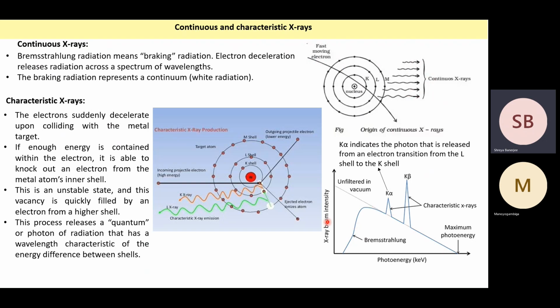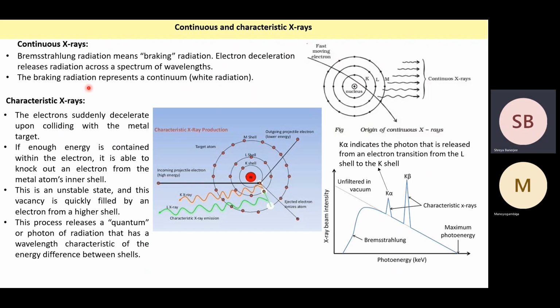So if you look at this energy or wavelength, you can call it, the Bremsstrahlung radiation is a range of energy. So it is not a particular wavelength, it is a range of wavelength that is released. And since so many different wavelengths are released, it is called white radiation, because as you know, white light consists of 7 colors or 7 wavelengths. So since this breaking radiation consists of a continuous range of wavelengths or energies, it is called white radiation.